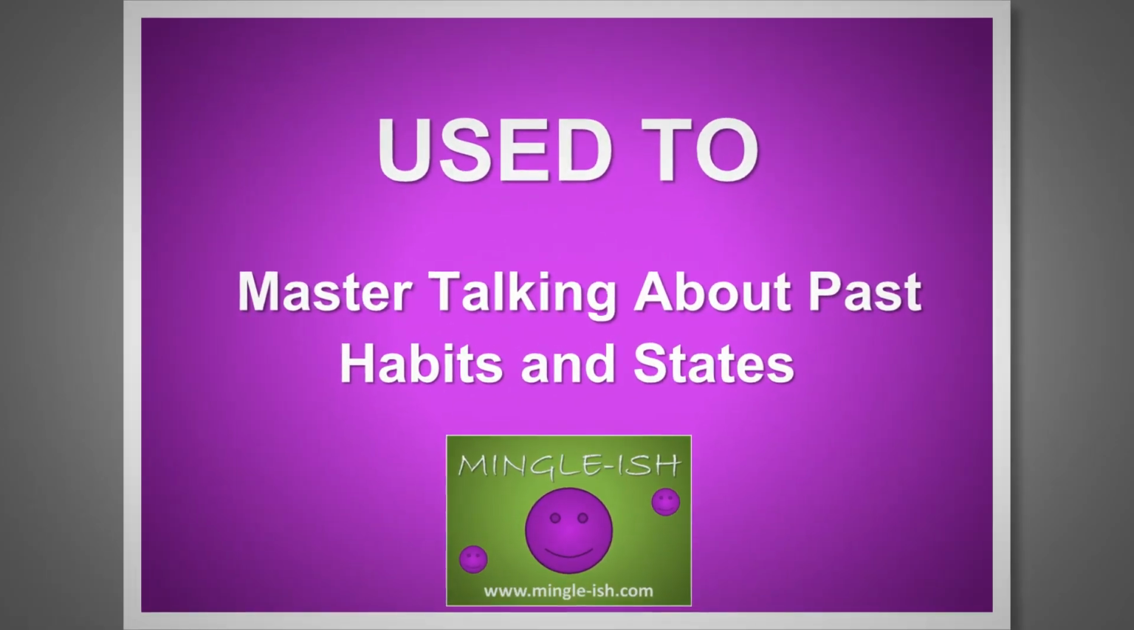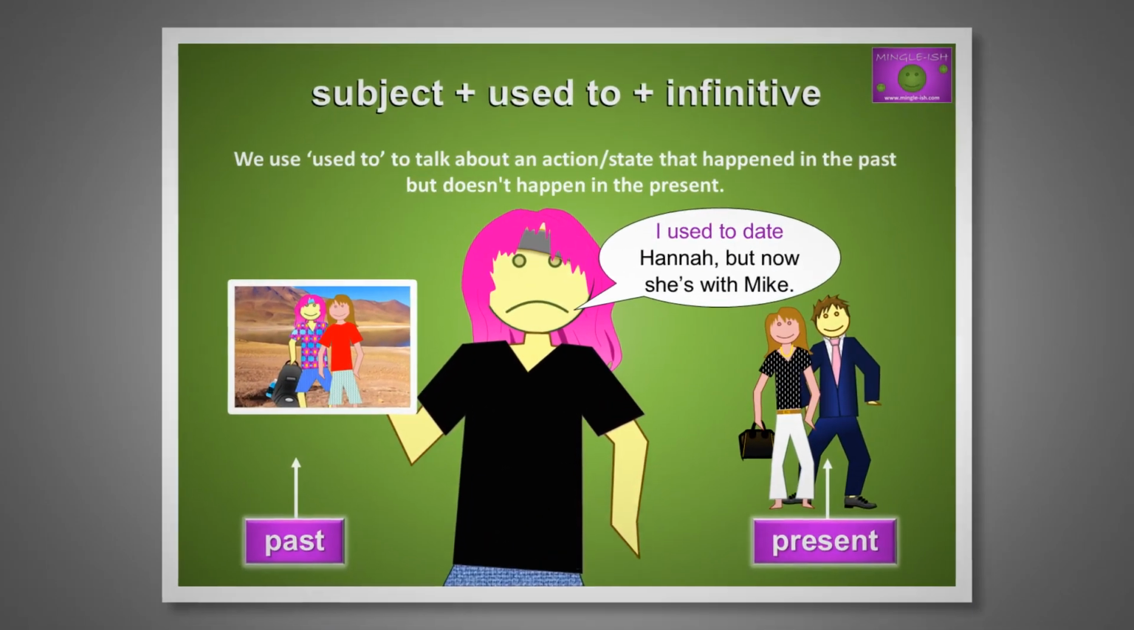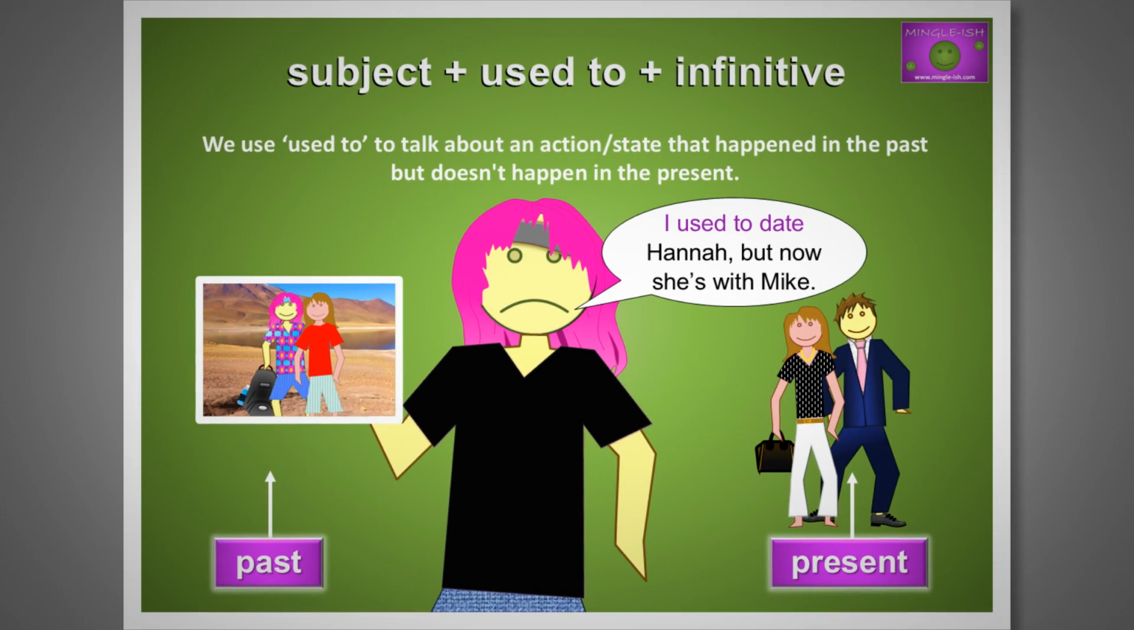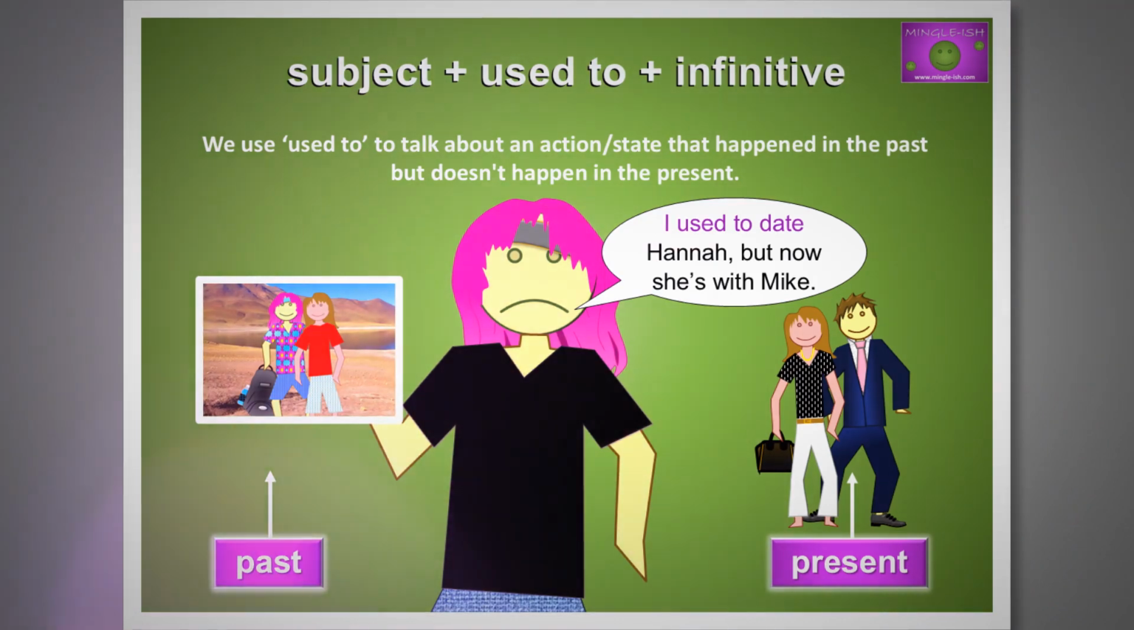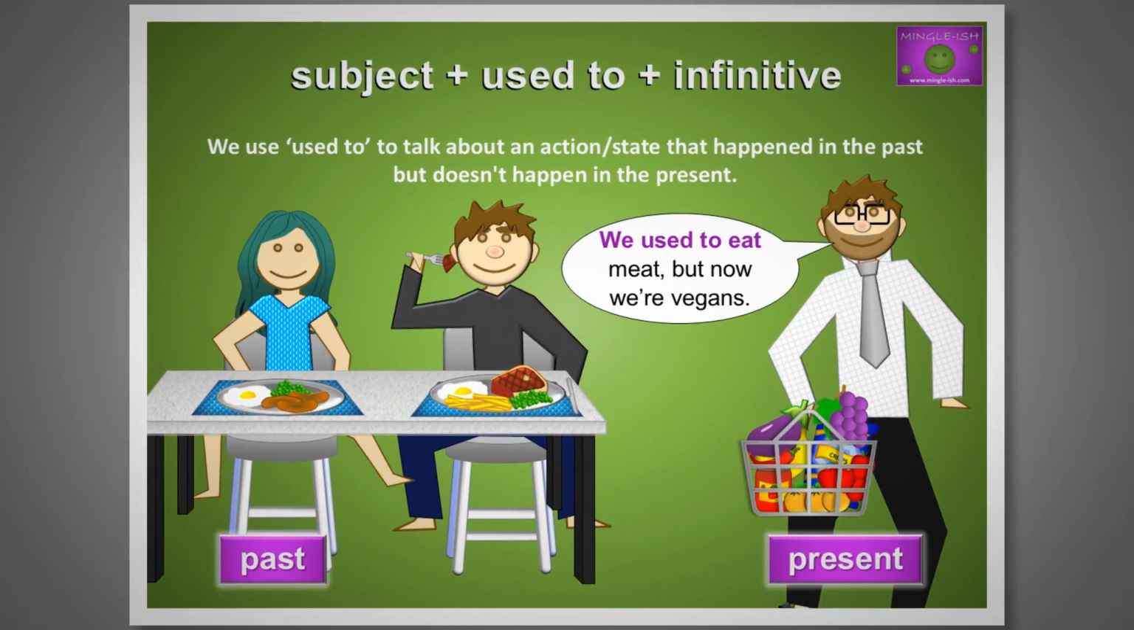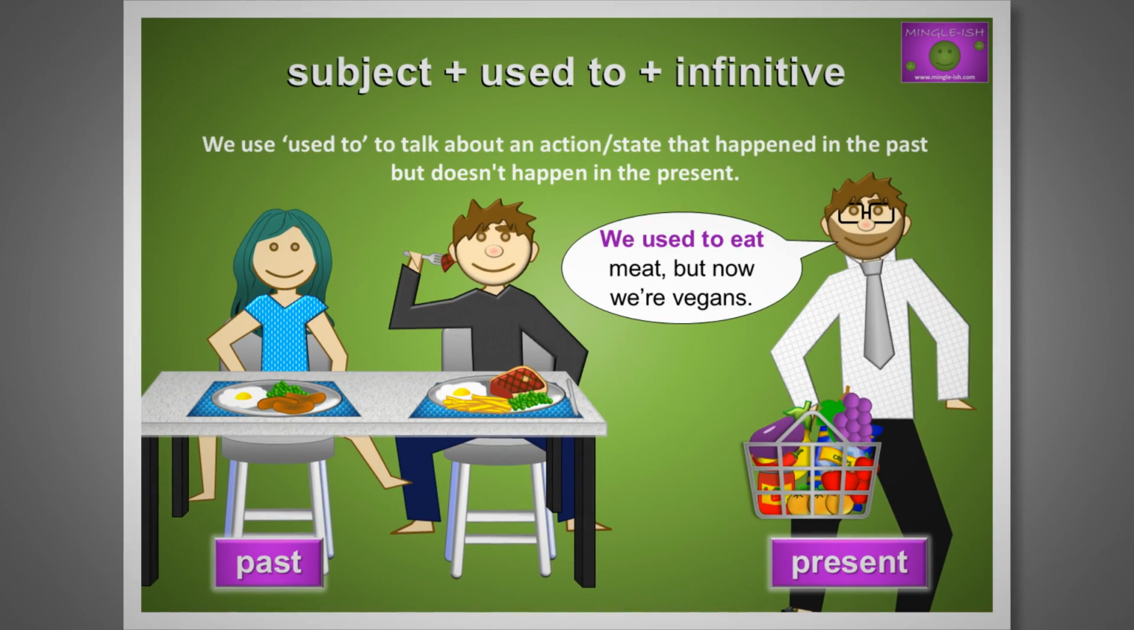Used to. Master talking about past habits and states. We use "used to" talk about an action or state that happened in the past but doesn't happen in the present. The structure is subject plus used to plus infinitive. For example, I used to date Hannah, but now she's with Mike. We used to eat meat, but now we're vegans.